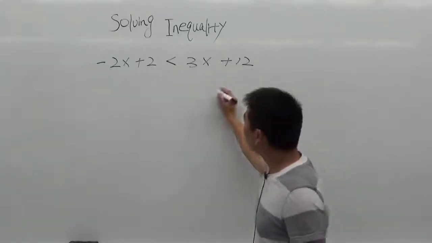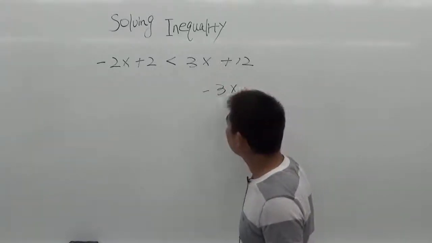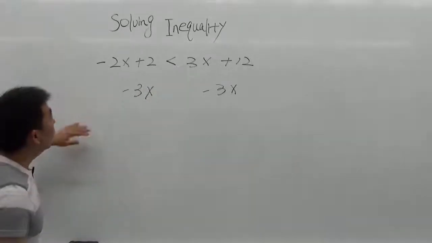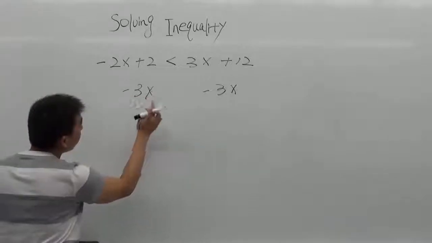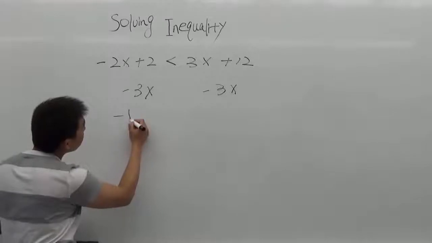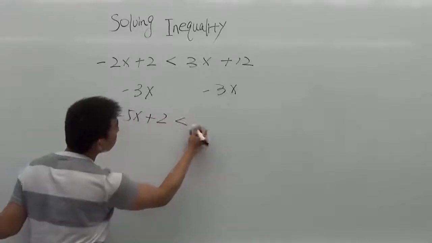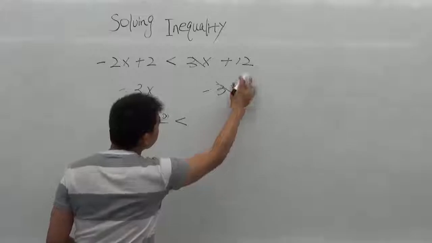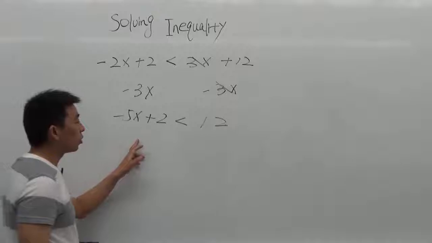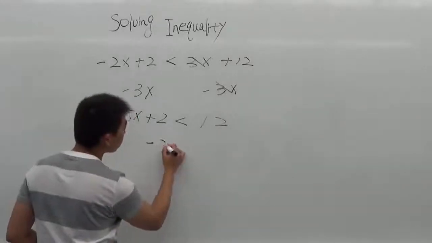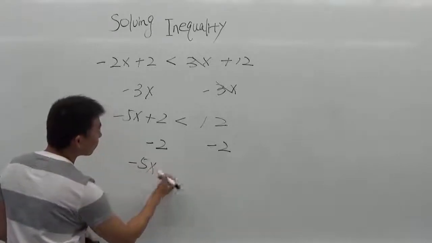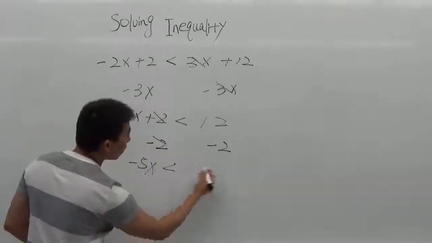Here's 3x, so we need to subtract 3x. Then simplify it. Negative 2x minus 3x gives us negative 5x, plus 2 less than, the 3x cancels out. Then 12, just copy it down, it does not change. Then here's plus 2. We need to move it to the other side, so subtract 2 from both sides. Then we have negative 5x, the 2 and 2 cancel out, less than 10.